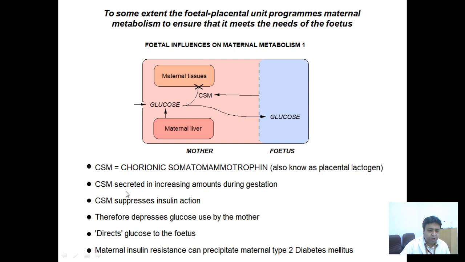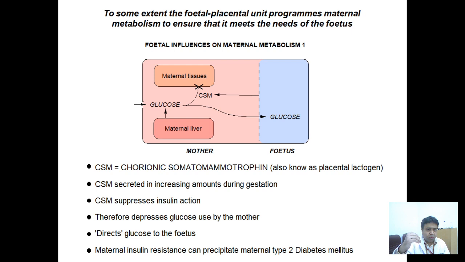Remember, don't confuse it with human chorionic gonadotropin, which is HCG. That is a different hormone, and we are going to see that hormone also. But we are not talking about HCG over here. We are talking about human chorionic somatomammotropin, also known as placental lactogen. This hormone actually functions opposite to the function of insulin. Insulin causes hypoglycemia because it allows the entry of glucose into the cells.